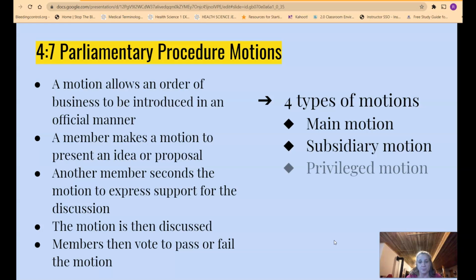A privileged motion is one that is urgent and important, and then an incidental motion allows a member to question the procedures concerning other motions. It must be considered before voting on the main motion also.